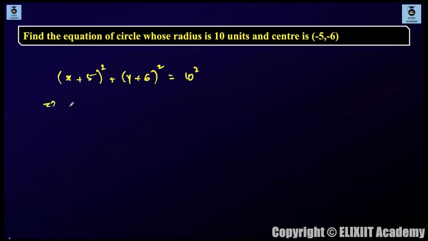You further want to simplify this: x square plus 25 plus 10x, and here we have y square plus 36 plus 12y is equal to 100. You simplify this, whatever is the answer.